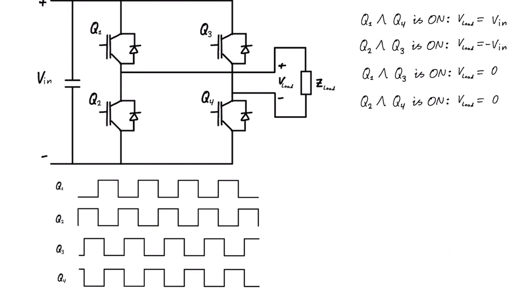And now, what happens is that Q2 drops here, and Q1 rises. So that means that Q1 and Q3 is on, which means that V load is equal to 0 again. And then Q3 drops and Q4 rises again. So now it's Q1 and Q4 which is on, which means that V load is equal to V in, which is high for a specific amount of time here.